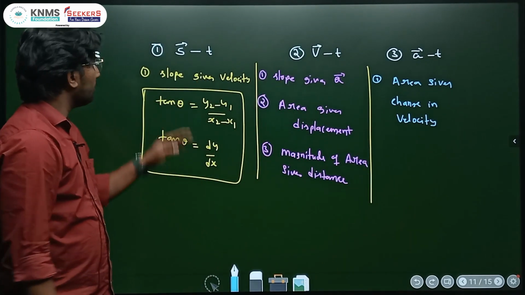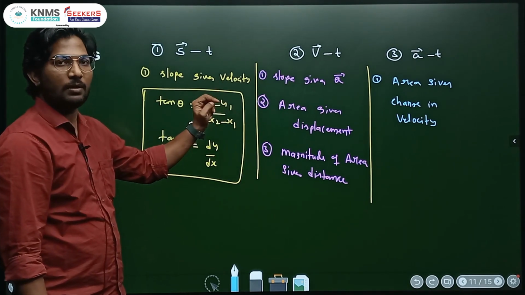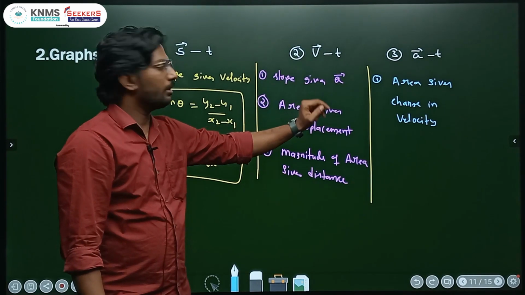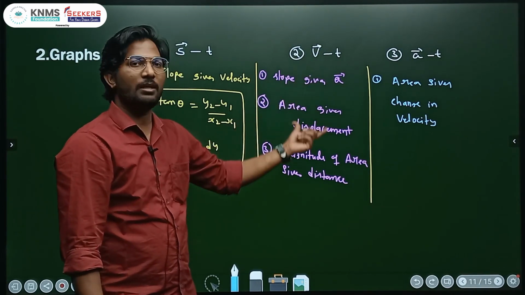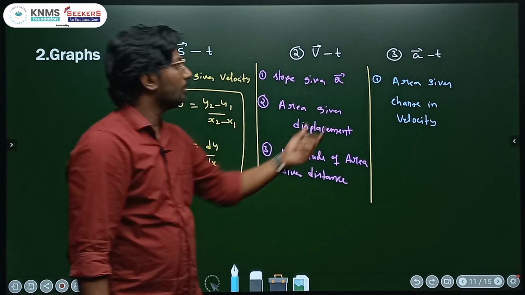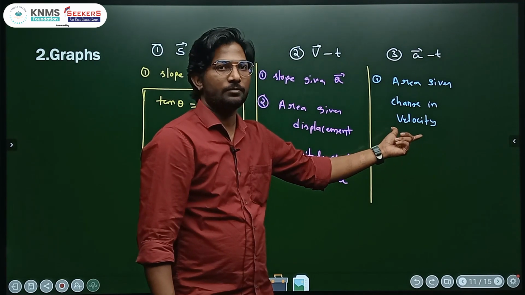So I repeat this part. In the position time graph, the slope gives us velocity. Slope of the velocity time graph gives acceleration. Area of the velocity time graph gives displacement. Magnitude of the area will give distance. In the acceleration time graph, area will give you the change in velocity.